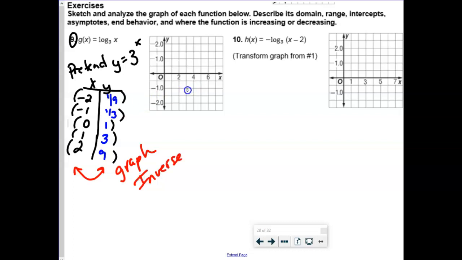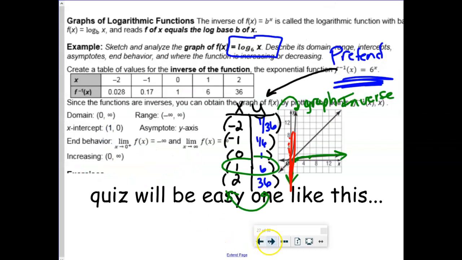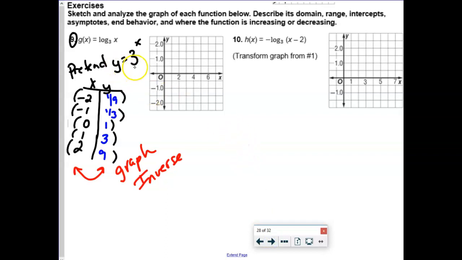Yes. So this table is representative of 3 to the x power, and I want to graph its inverse, which is log base 3. No, I'm saying that's the inverse of the log. So I'm going to plot a point at 9, 2.